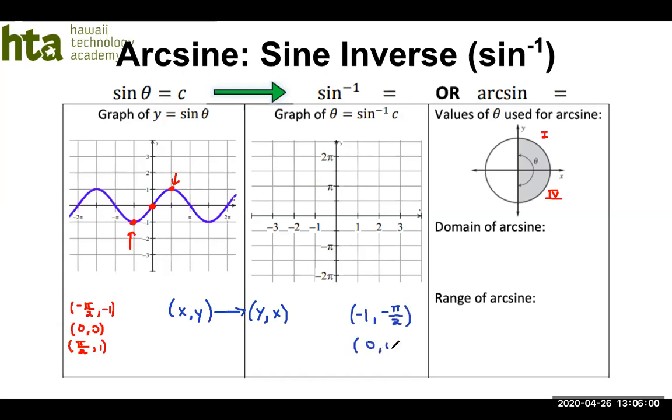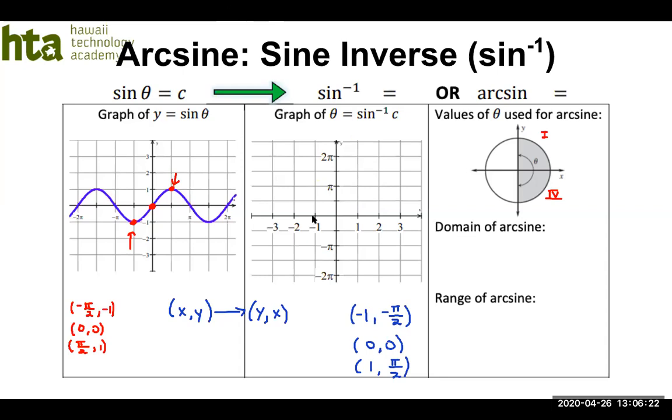0, 0 switches to just 0, 0, and 1, +pi/2. So those are 3 new points from the inverse of the sine function. So negative, and notice the x and the y-axis also switched between radians and regular integers. Okay, so that is going to be on your homework as well. So when it switches like that, it's because we're doing the inverse.